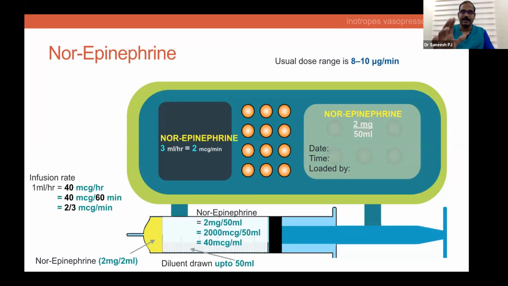So rather than making it a fraction, you say 3 ml per hour is 2 mics per minute. So mostly you can start a single-dose norepinephrine at 3 ml per hour, then repeatedly check the vitals, see the response, and go up by 2 ml per hour or 3 ml per hour aliquots.